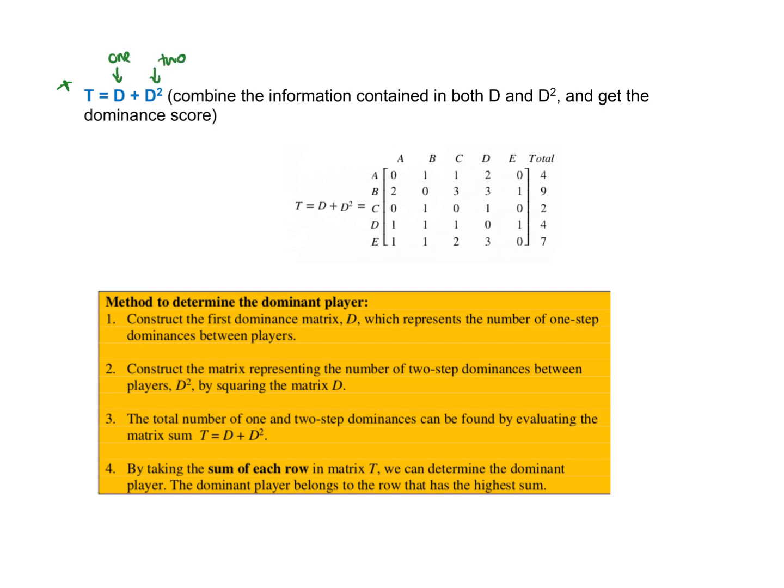If you add them together, you get this matrix, and then you can tally up this one, and you can see that B was the overall winner there. So really all you have to do, if you get given a situation, is set up the D matrix and then square it and then go on. Just make sure you read what the question's saying.